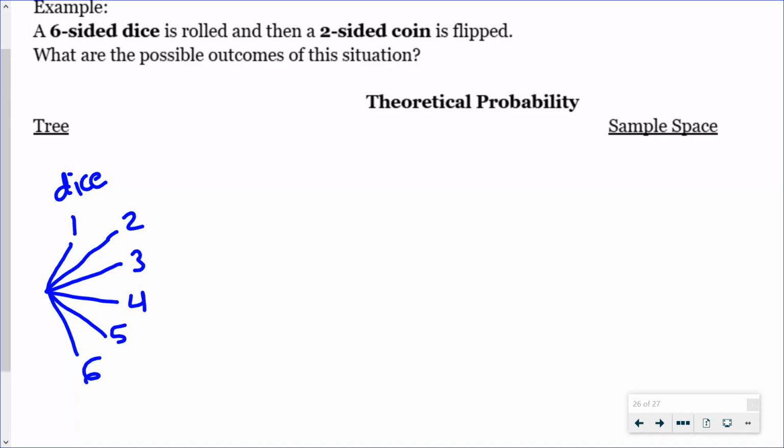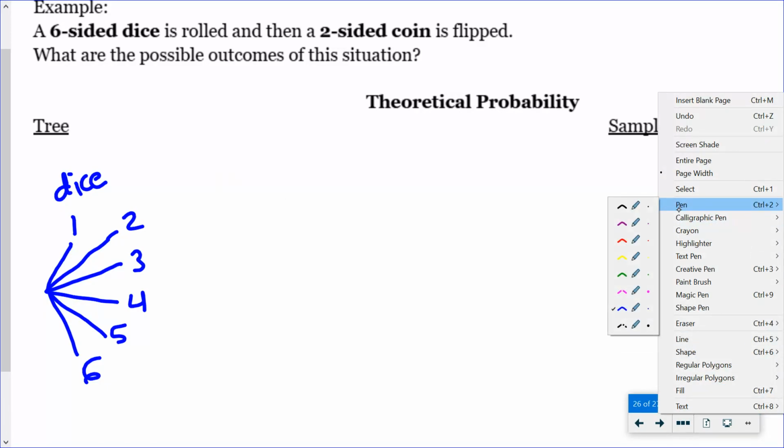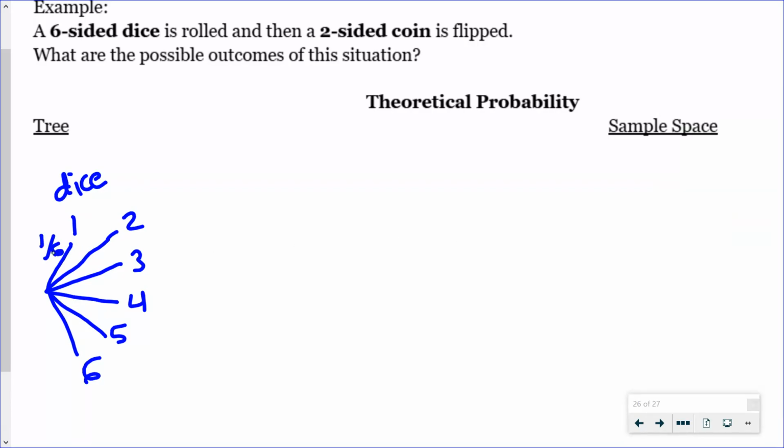I will warn you right now, sometimes drawing trees can be really, really messy. It's okay if you need to erase and redraw so that it fits on your paper. It's also okay if you need to grab a separate sheet of paper to draw your tree on. So that represents our dice. Next, we flip a 2-sided coin. Oh, before I write that, the probability of each number is 1 out of 6. There's a 1 out of 6 chance of rolling each number on a dice.